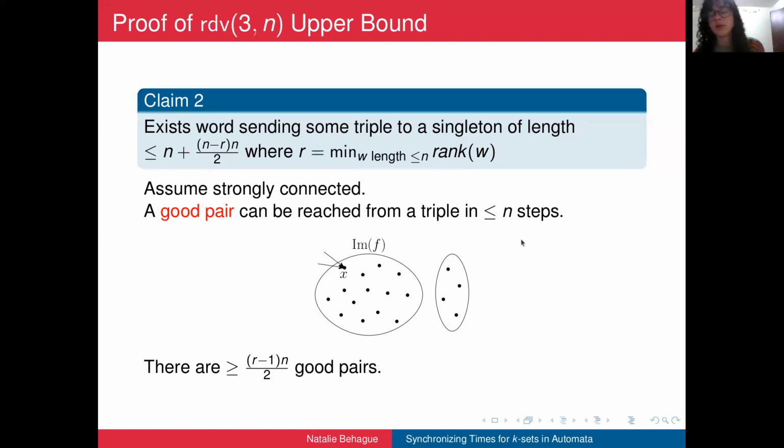Okay, so how do we then use this? So that means we have lots and lots of pairs. We're thinking of R as being quite large here. We have lots and lots of good pairs, which can be reached from a triple in at most n steps.